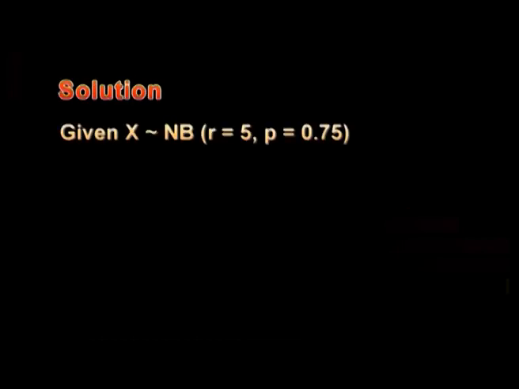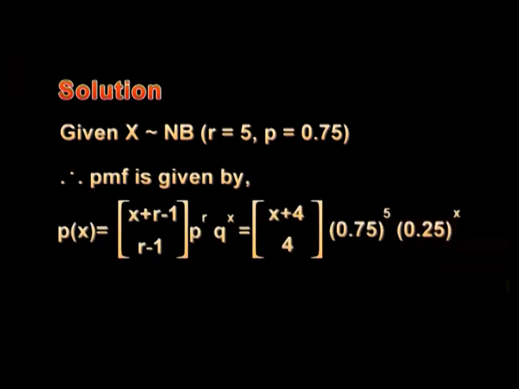Given that x follows a negative binomial distribution with parameters r is equal to 5 and p is equal to 0.75. Hence, the probability mass function is given by P of x is equal to x plus r minus 1 c r minus 1 into p to the power r into q to the power x, which is equal to x plus 4c4 into 0.75 to the power 5 into 0.25 to the power x, where x takes the values 0, 1, 2, etc. and p lies between 0 and 1.